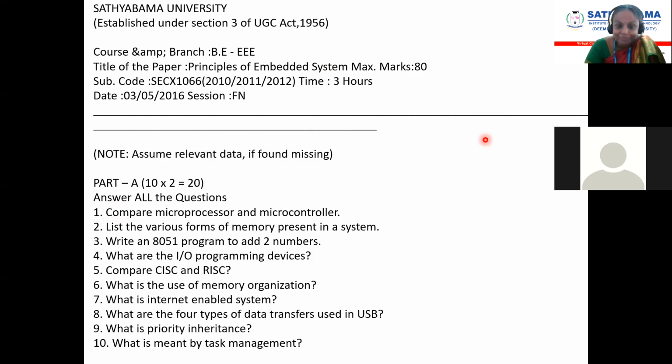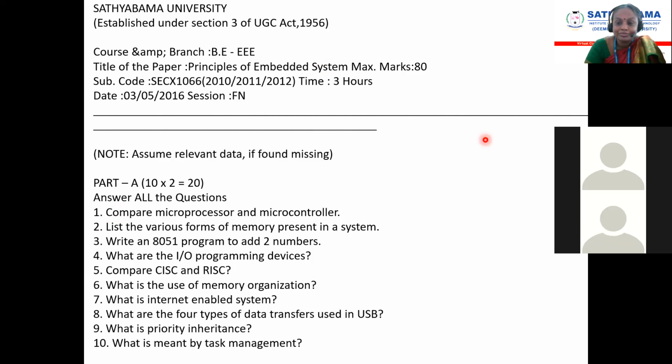Microprocessor uses the von Neumann architecture, ma'am. Very good. Microcontroller uses the Harvard architecture. Von Neumann means we don't have separate program memory and data memory. Any other? System on chip: the entire RAM and ROM is on a single chip. Very good. Whereas in the microprocessor, we don't have that.